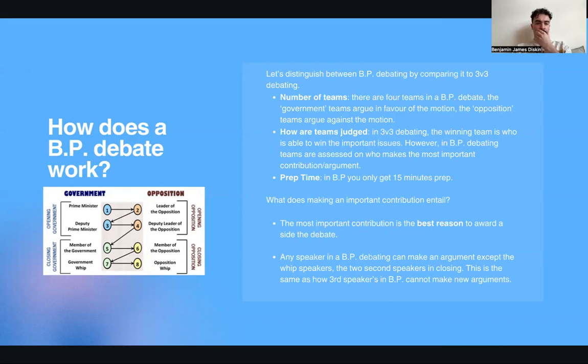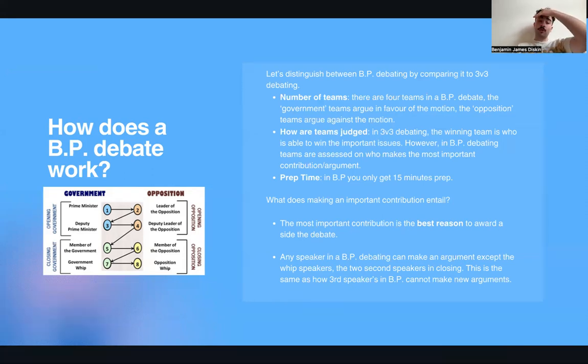So if we just look at that infographic for a moment, it says government and opposition up the top. And that's similar to how in 3v3 debating, you have an affirmative team and you have a negative team. And the government, or really the affirmative side, will argue in favor of the motion and the opposition will argue against it. So if the topic was something like, we should ban zoos, the 2 government teams, which are opening government and closing government, would have to provide reasons as to why banning zoos would be a good idea. And the 2 opposition teams, which are opening opposition and closing opposition, would have to provide reasons why banning zoos would be a bad idea.